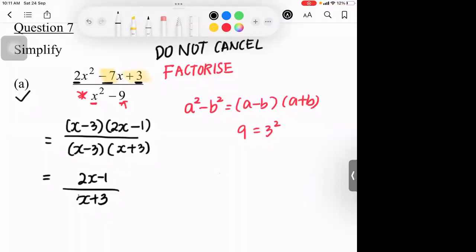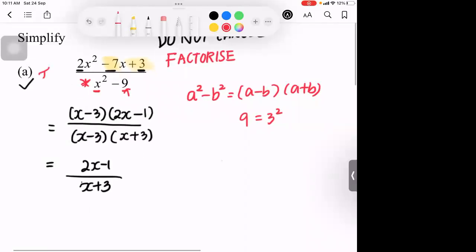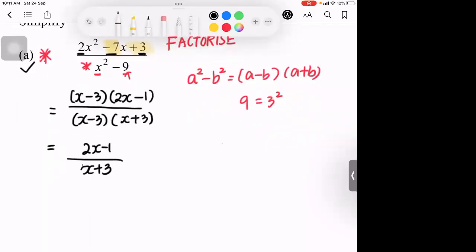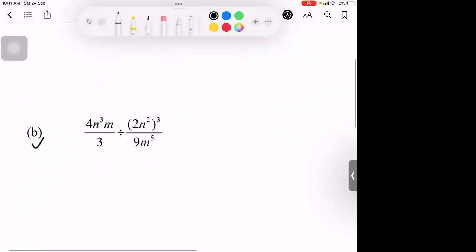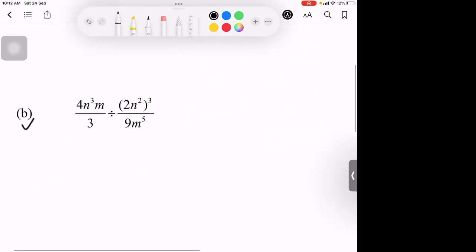So I repeat again, for this kind of question, you cannot anyhow cancel. Factorize first, then cancel out after that. Okay? This one you must know how to do. Sure to be tested, or maybe even harder than this. Next question, this one, how to do this kind of question? It can be done one by one. We do it part by part. First one, 4n cubed m over 3.